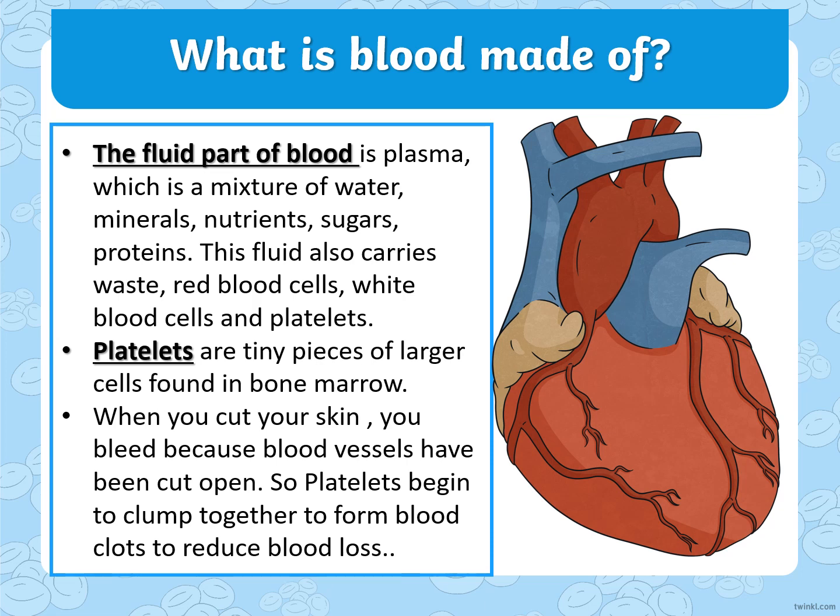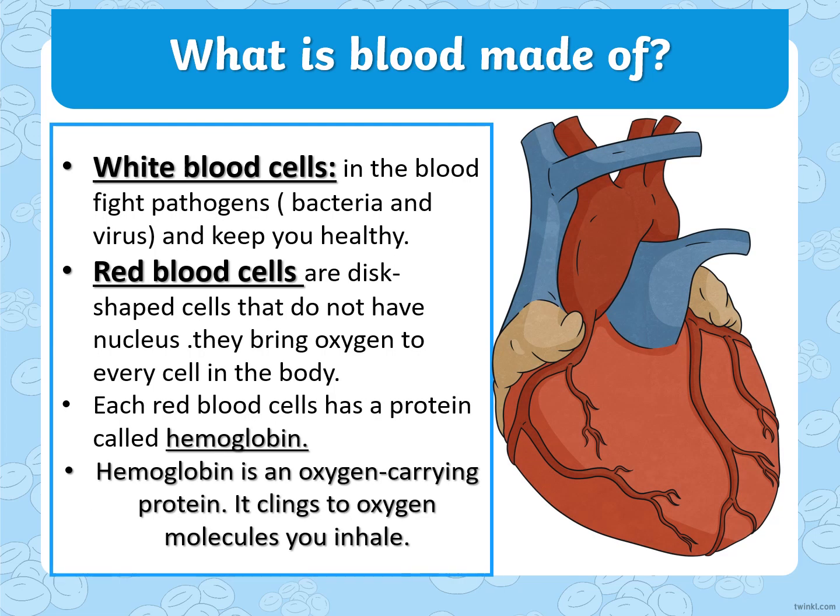So what are the platelets? They are very tiny pieces of larger cells found in the bone marrow. When you cut your skin, you bleed because the blood vessels have been cut open. So the platelets begin to clump together to form a blood clot to reduce the blood loss. After that, the white blood cells in the blood fight pathogens, bacteria, and viruses, and keep you healthy.